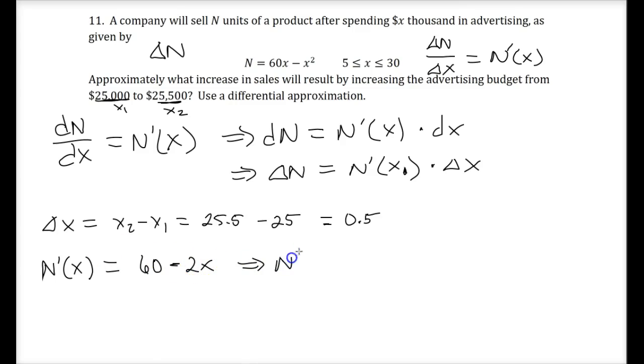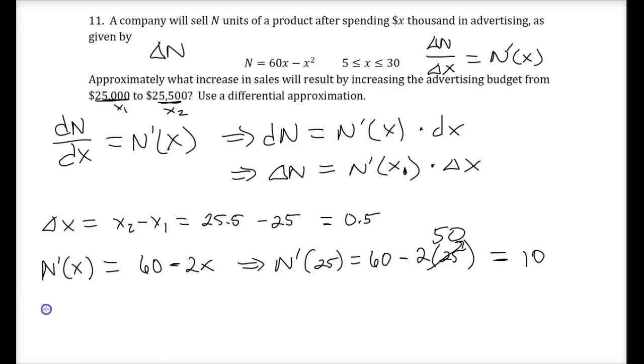And so now, if we evaluate this at x sub 1, which is the same as 25, then we just evaluate this by substituting 25 for x. We know that all this is just 50, and the difference between 60 and 50 is 10.